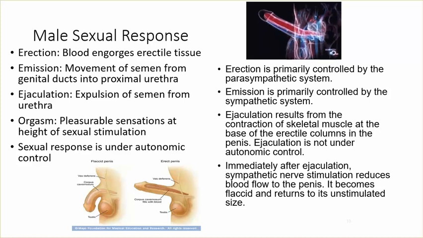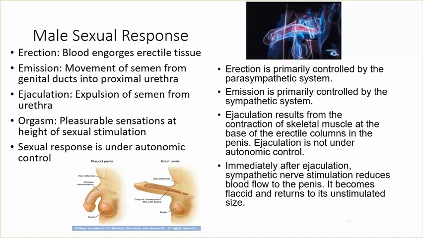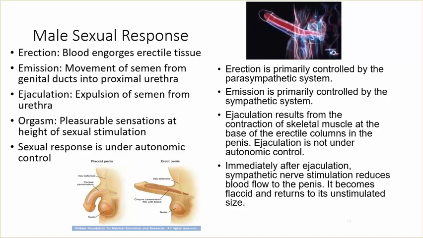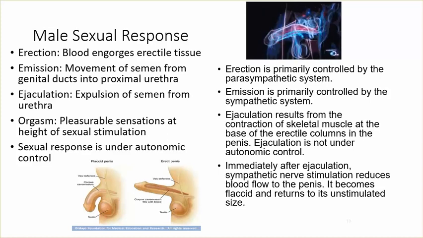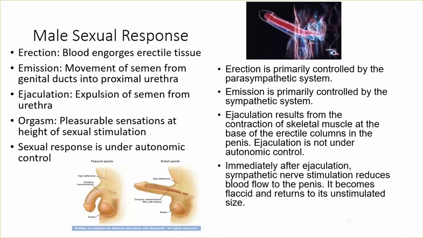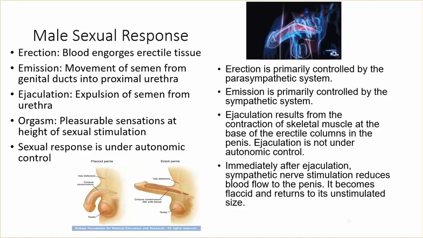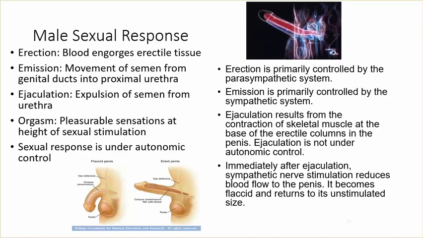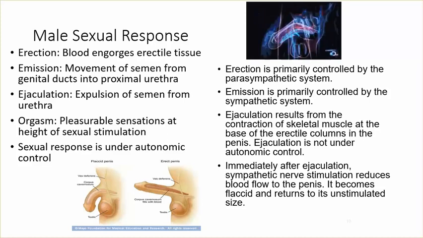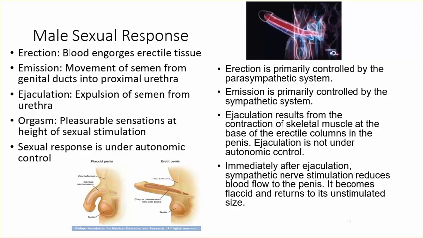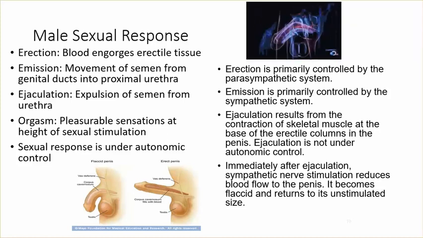So at this time, we move semen from the ducts into the proximal urethra. All the while arousal is happening, we are moving more and more secretions of the seminal vesicles and the prostate into that prostatic urethra, into that beginning part. When the time is right, we end up with ejaculation, and this is the expulsion of semen from the urethra. Right? This is accompanied with a phenomenon called orgasm.